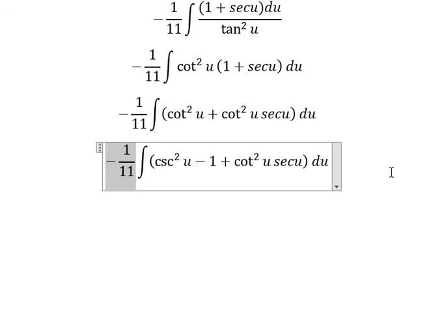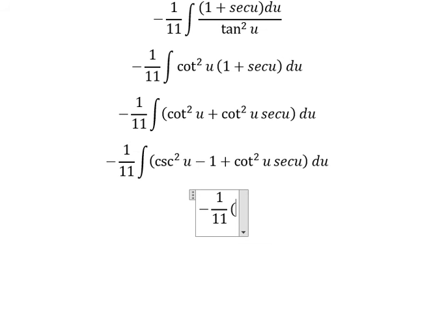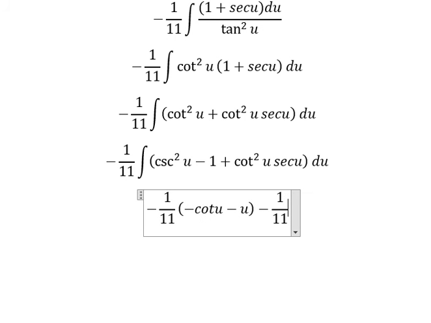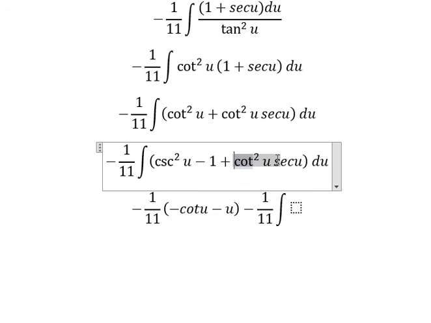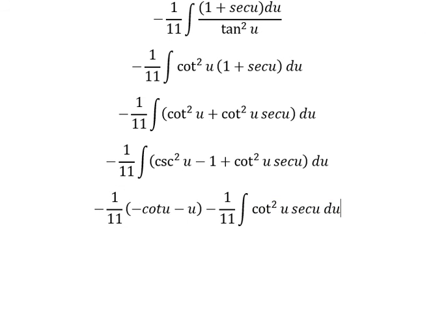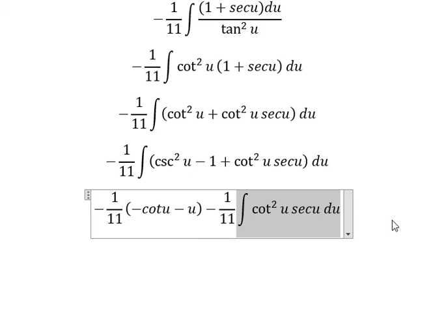And now the integration of cosecant of u square, you get negative cosine u. Negative number 1, you get negative u. And now we just have only this one left. So I will concentrate on this one only.